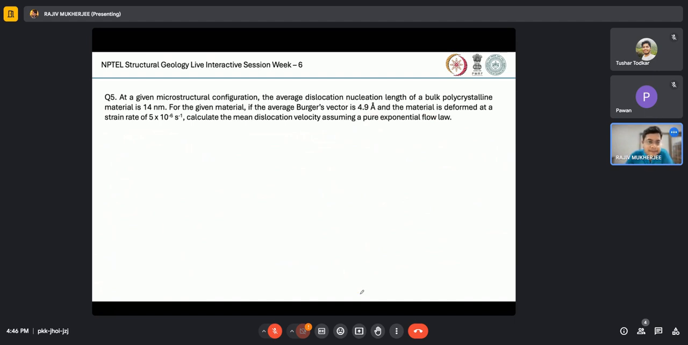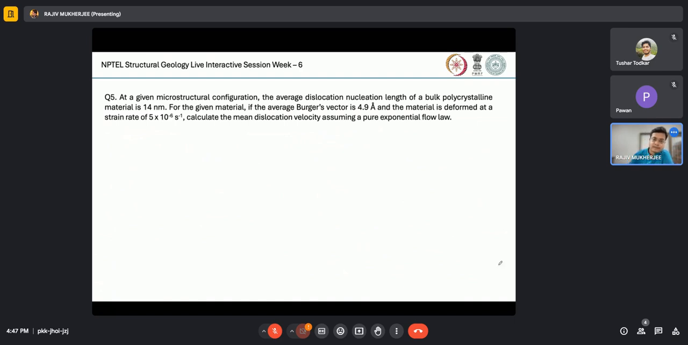And it says that at a given microstructural configuration, the average dislocation nucleation length of a bulk polycrystalline metal is 14 nanometers. For the given material, if the average Burgers vector is 4.9 angstrom and the material is deformed at a strain rate of 5 into 10 to the power minus 6 per second, calculate the mean dislocation velocity assuming a pure exponential flow law. So there are a few things to remember.